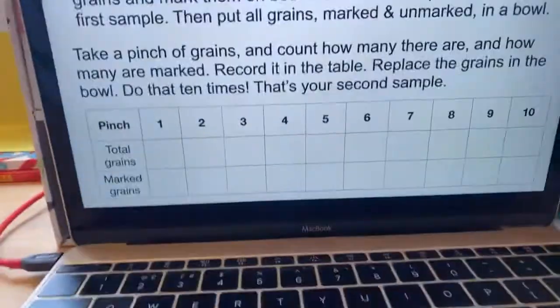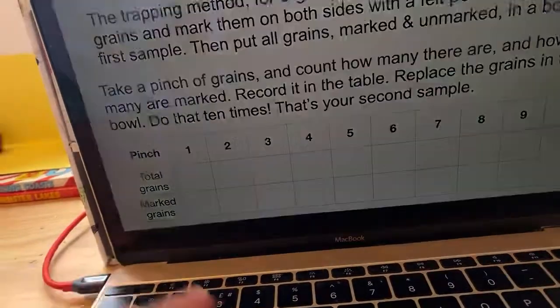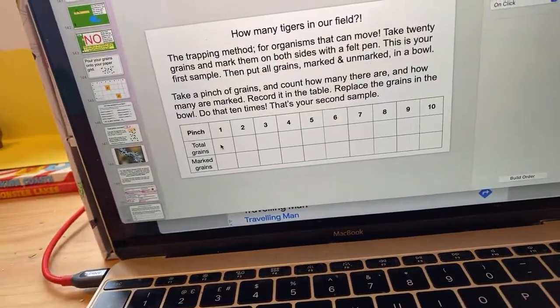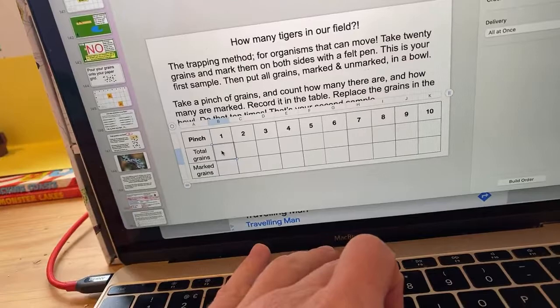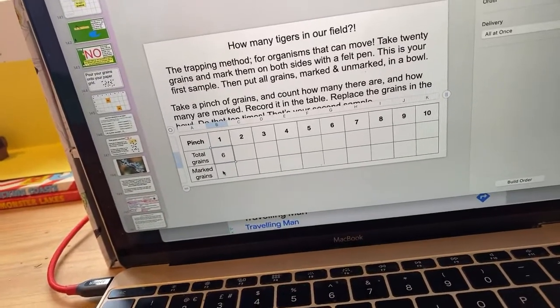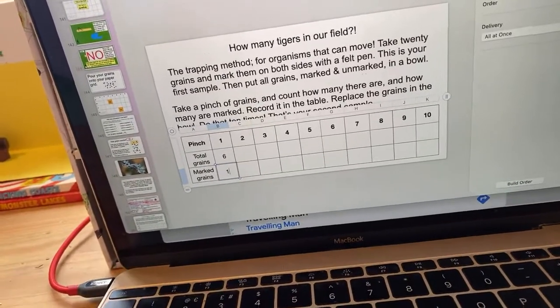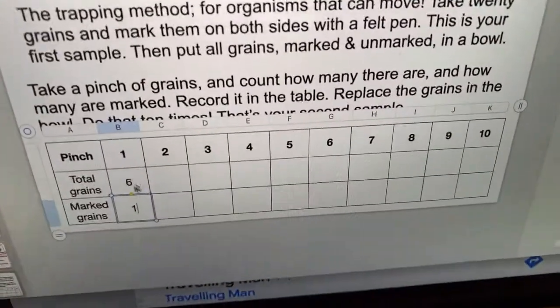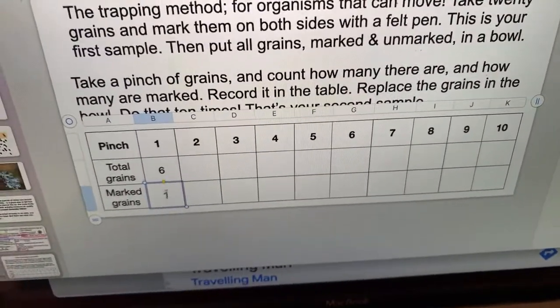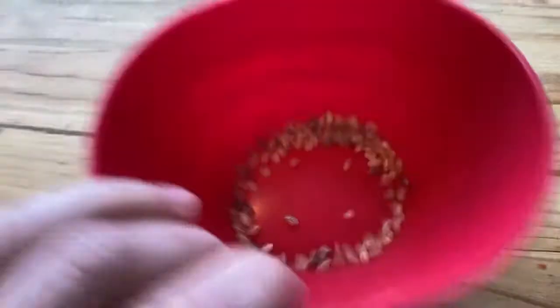So I'd say, okay, pinch 1, the total number of grains I got was 6. And the marked grains, there was just 1, okay? So 6 grains altogether in pinch 1, and one of the grains had a pen on it, right? And then you've got to put all those grains back in the bowl. You can't keep them out of the bowl, or you won't get a good result. Put them back in the population, give it a swirl, and just do that again.